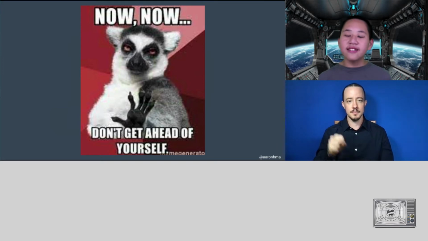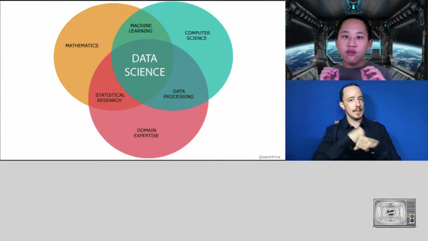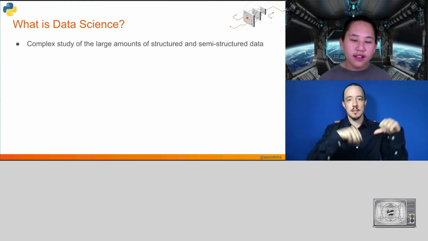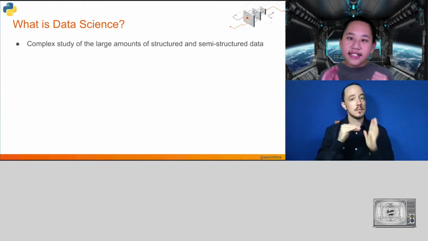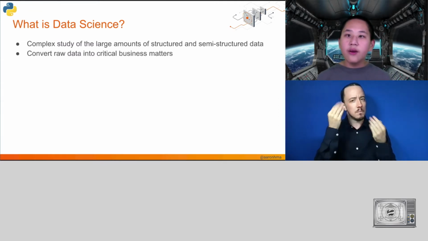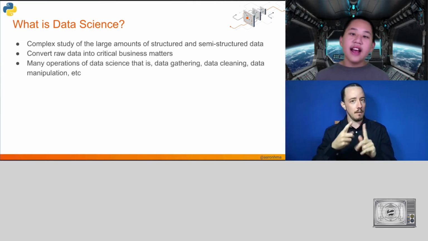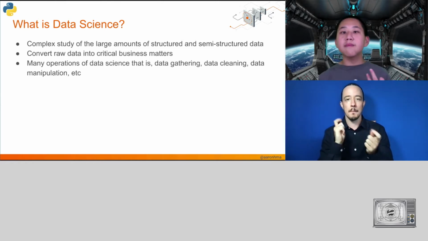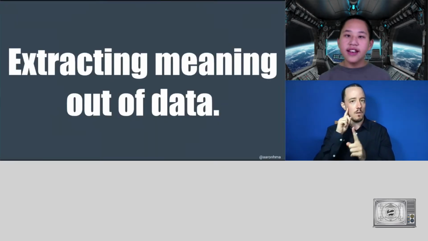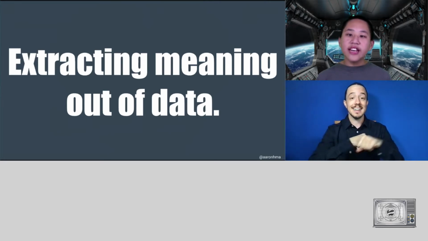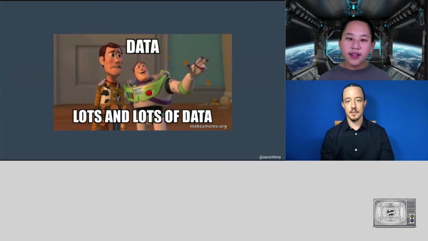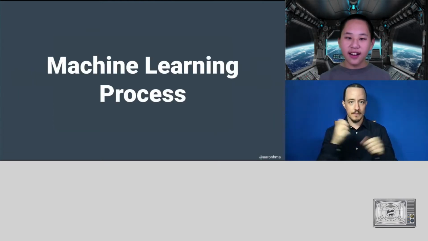Now, don't get ahead of yourself. Right before we talk about machine learning, we need to talk about data science. In the real world, before any machine learning is done, data science is first performed. So what is data science? Data science is the study of large amounts of data. We make meaning out of the data. And some of the operations of data science include gathering the data, cleaning the data, and also manipulating data for machine learning. In essence, data science is when we extract meaning out of our data and also prepare our data for machine learning. And by data, I mean a lot of data.